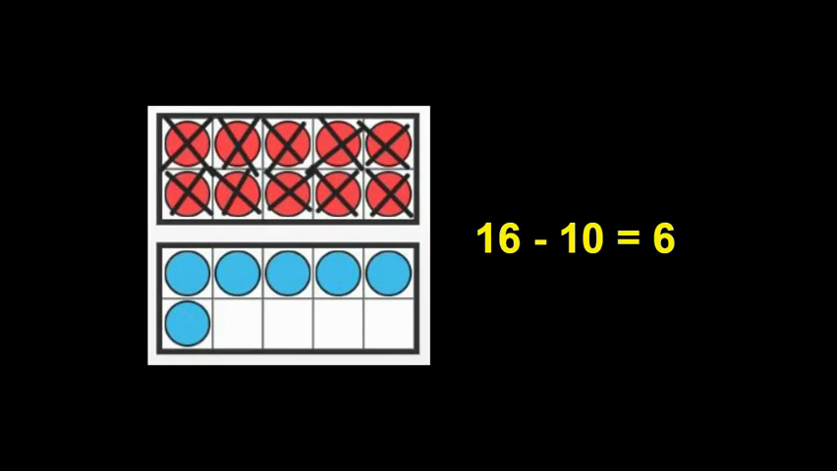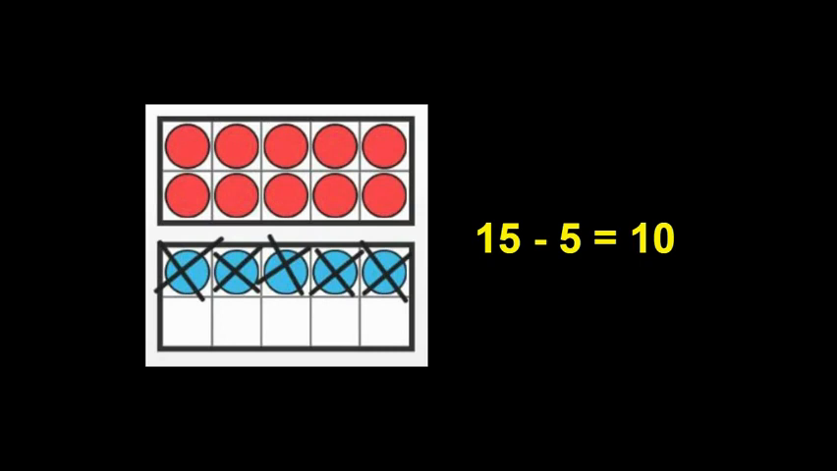How many did you see? Picture it. Take away 10. Where are you taking them away from? How many are left? You're right, 6. There are 6 left. 16 take away 10 equals 6. Okay, last one of these.